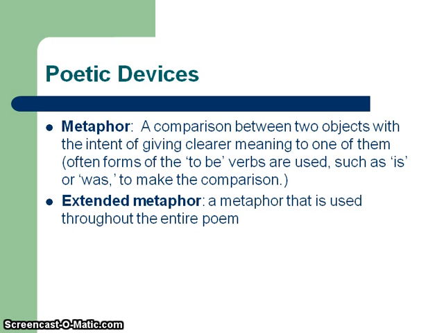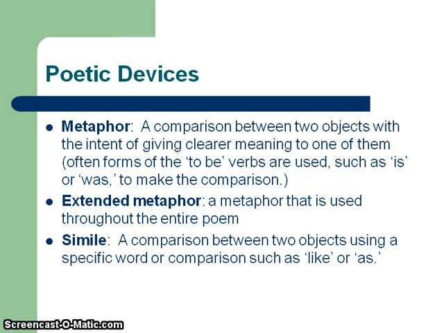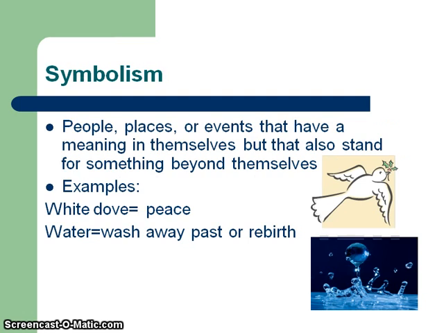Extended metaphor is a metaphor that is used throughout the entire poem. So if an entire poem went on and on about how this woman's heart was like stone. Simile is a comparison between two objects using a specific word, such as like or as. So instead of saying her heart was stone, her heart was like stone. There's a slight difference there, and we can talk more about that if anyone's confused on simile versus metaphor.